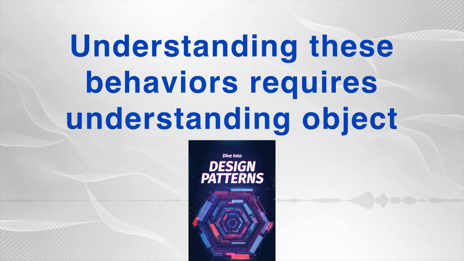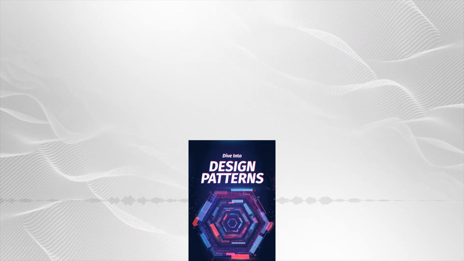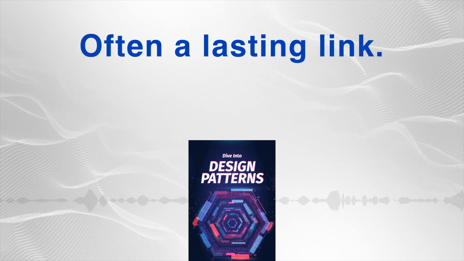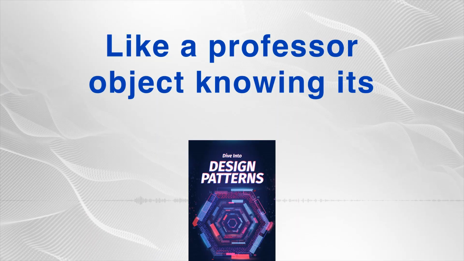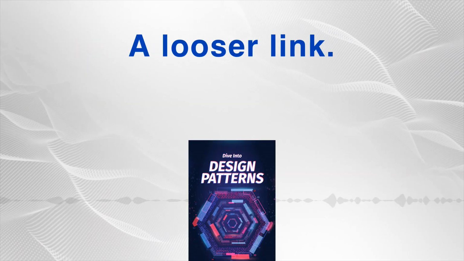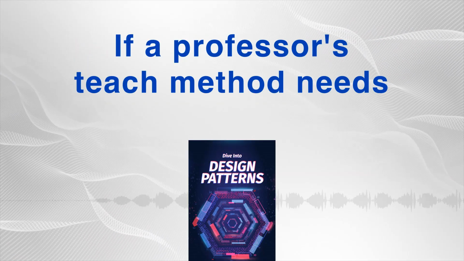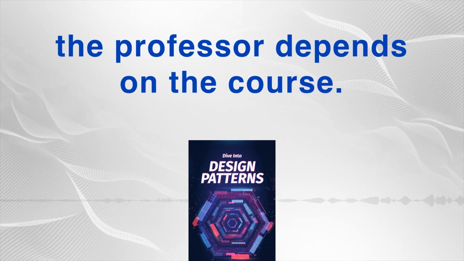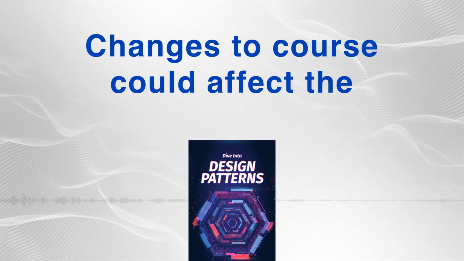Understanding these behaviors requires understanding object relationships too. We have association, where objects use each other, often a lasting link, like a professor object knowing its student objects. Then there's dependency, a looser link. If a professor's teach method needs a course object passed to it, the professor depends on the course. Changes to course could affect the professor.